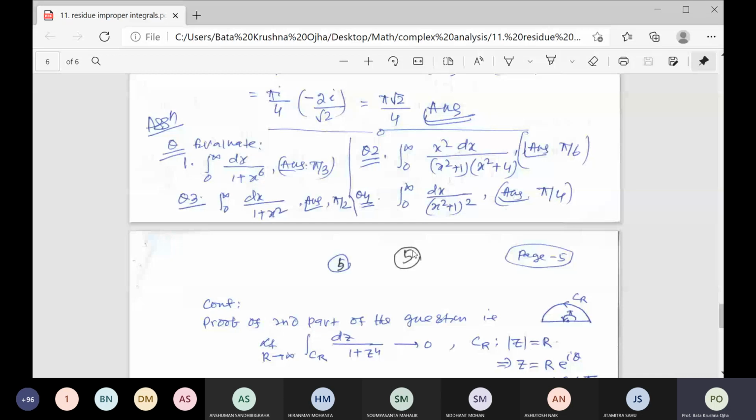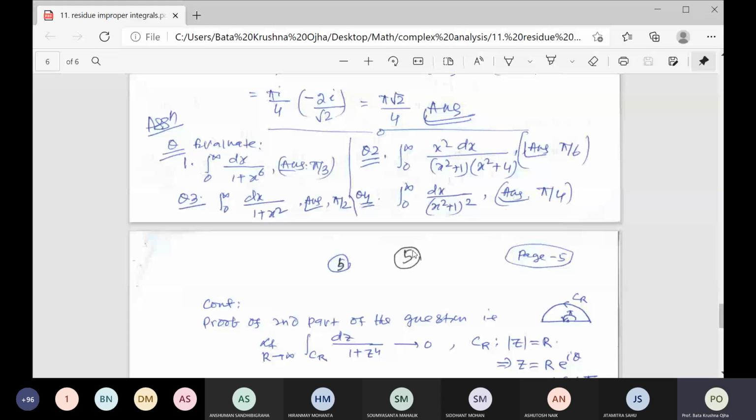So Ashutosh, rectify. Yes, sir. I have not multiplied 1 by 2. From the very beginning you have to write the question as 1 by 2 of the integral from minus infinity to infinity. That is equal to 2 also the same. Question number 3 also the same.